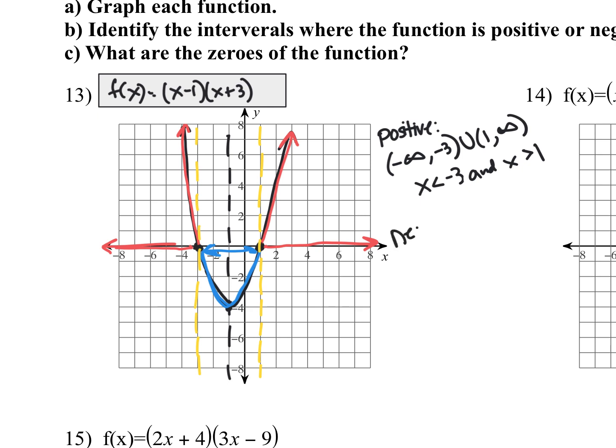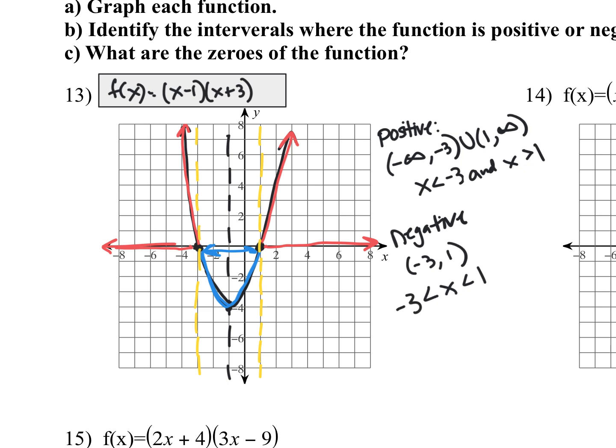For negative of this graph, I'm looking at everything in between my two x-intercepts. So that would be from -3 to 1, or written in set notation, I could say x has to be less than 1 and greater than -3.